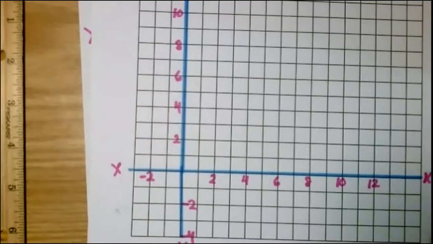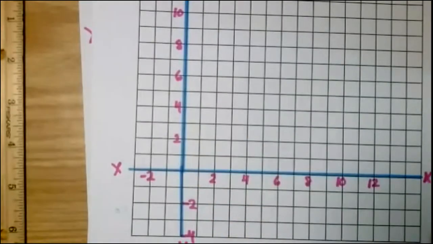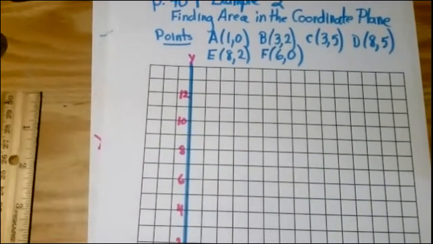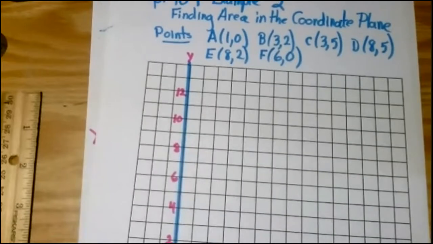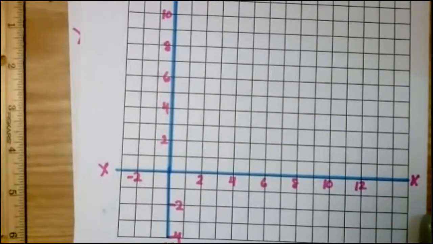So let's read the problem first of all. Caleb is planning a new deck for his house. He graphs the deck as polygon ABCDEF on a coordinate plane in which each grid unit represents 1 foot. So each little square is 1 foot. The vertices of the polygon are listed, and I have the points up here for you. It says, what is the area of the deck? Now, area is how many squares are going to fit inside of his deck. So this is a little bit weird, but let's first plot all our points.